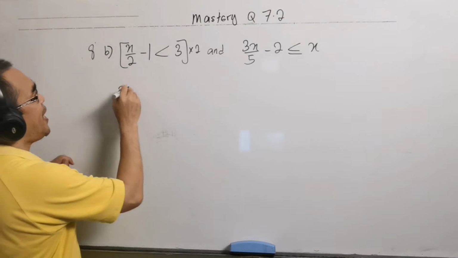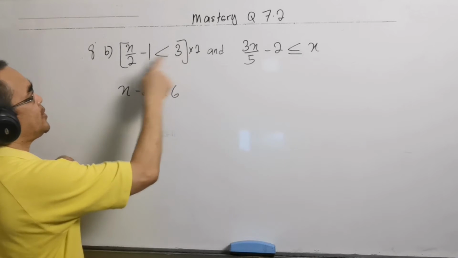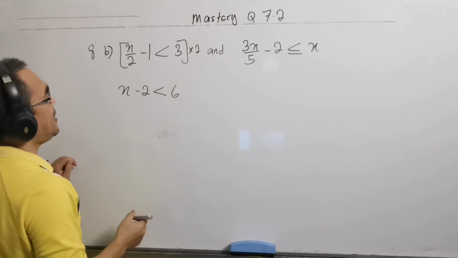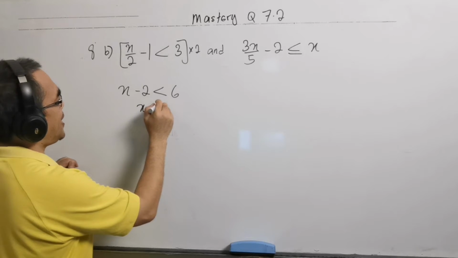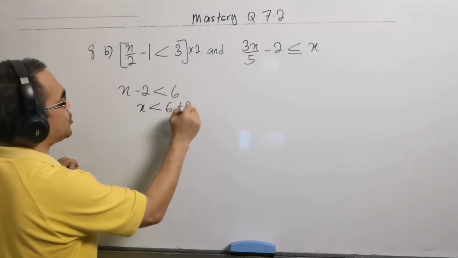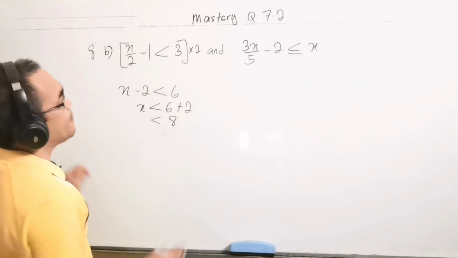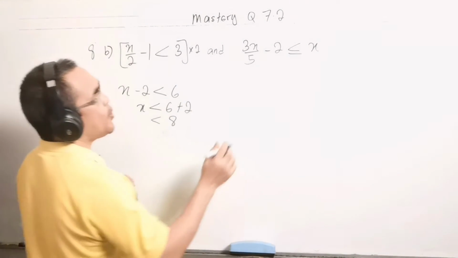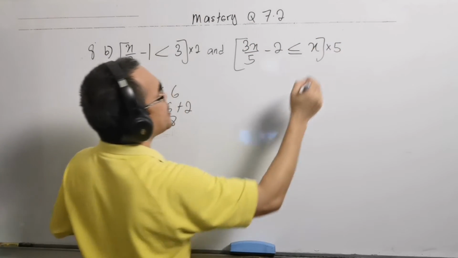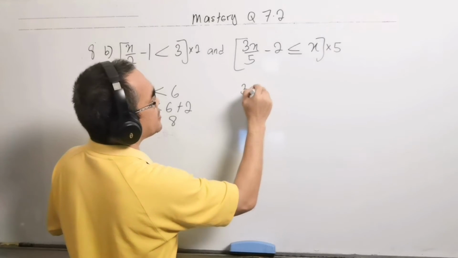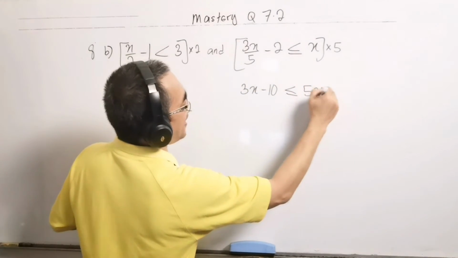Okay, so we have x minus 2 less than 6. 2 times 1, 2 times 3. Okay, then you could solve this. So you say x is less than 6 plus 2. So x is less than 8. The second inequality, I will multiply by 5. So we have 3x minus 10 less than 5x.